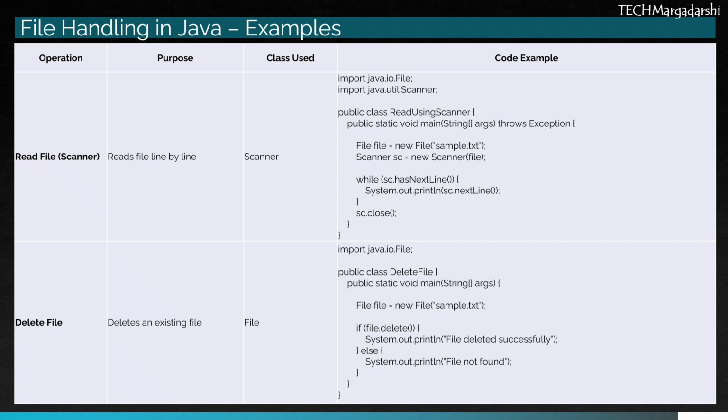Now, delete file explanation. To delete a file in Java, we use the File class. We create a file object by passing the file name or file path. The delete method attempts to remove the file from the system. If the file is successfully deleted, it returns true. If the file does not exist or cannot be deleted, it returns false. Based on the return value, we print a success or failure message on the console.